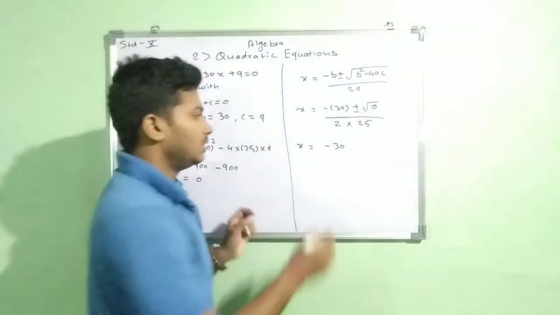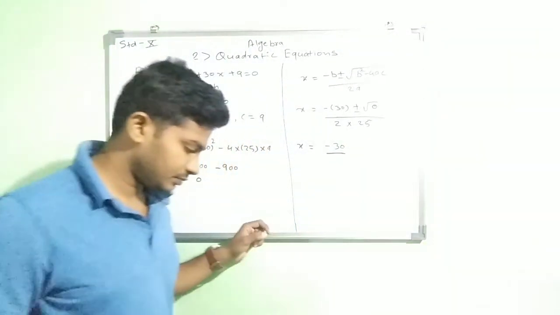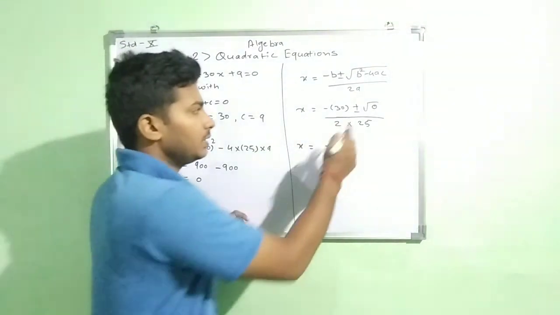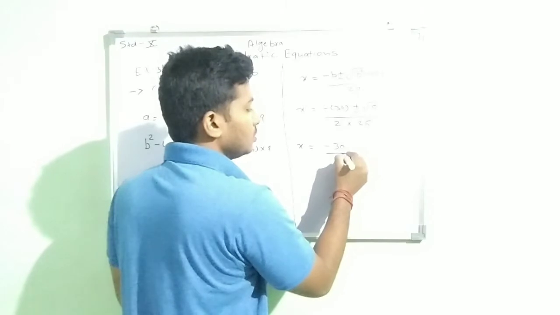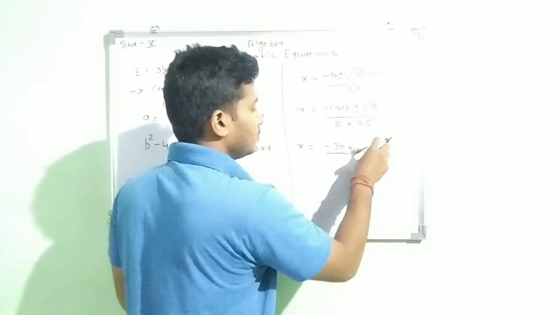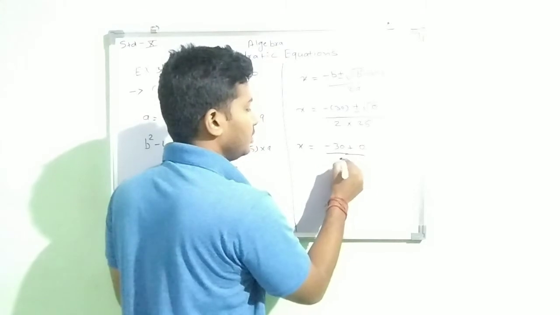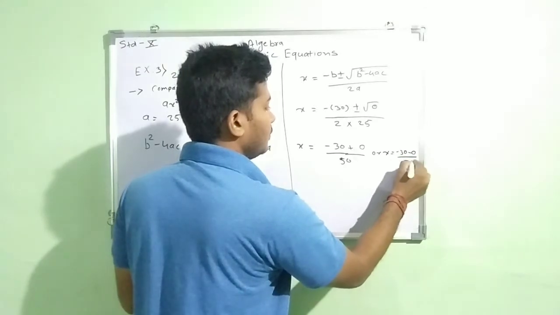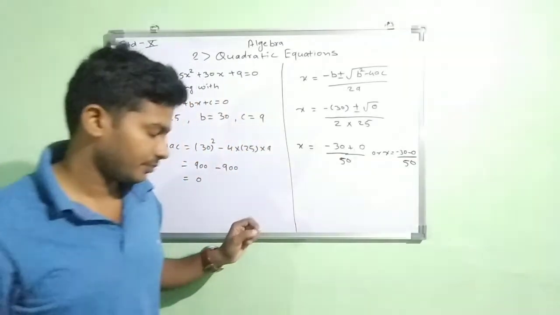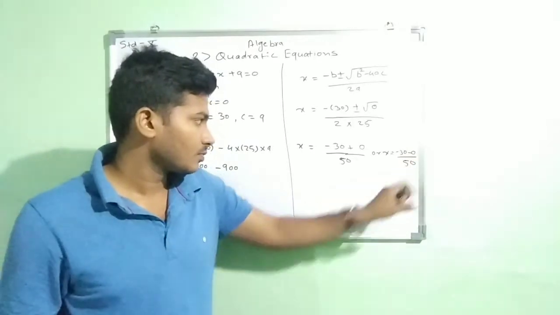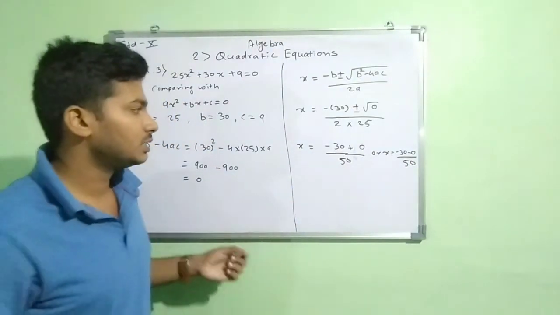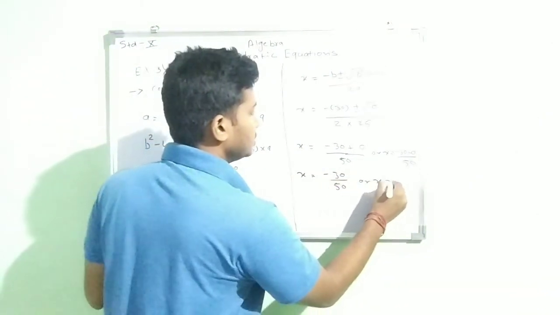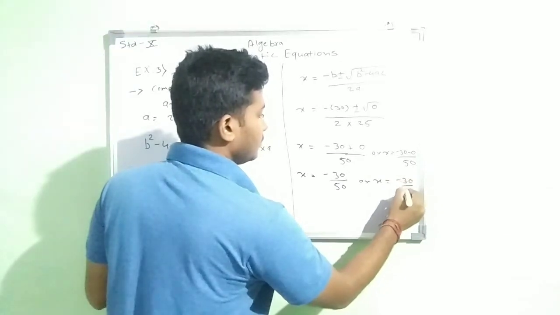Okay, divided by, so the square root of 0 will be 0. So minus 30 plus 0 upon 50, or x is equal to minus 30 minus 0 upon 50. Okay. So now minus 30 plus 50. So x will be equal to minus 30 upon 50 or x is equal to minus 30 upon 50.